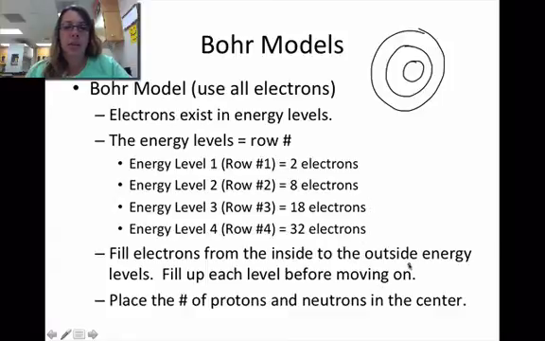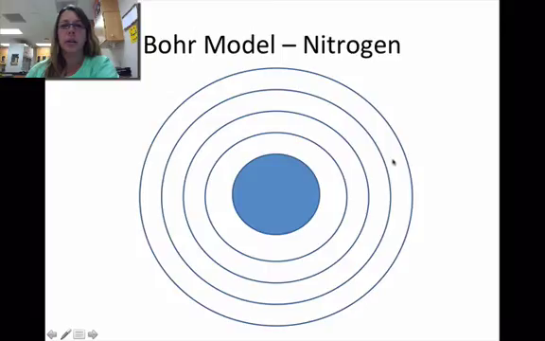And you need to remember to fill your electrons from the inside to the outside. So we're going to start on the inside ring and work our way out. And we want to place the protons and the neutrons in the center. And you can just put however many protons and however many neutrons there are right in the middle of your structure. So we're just going to do a bunch of examples with these.